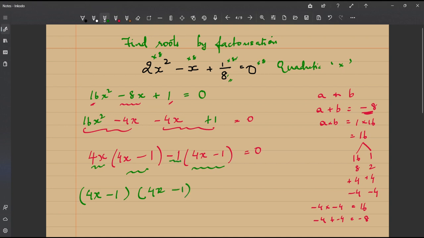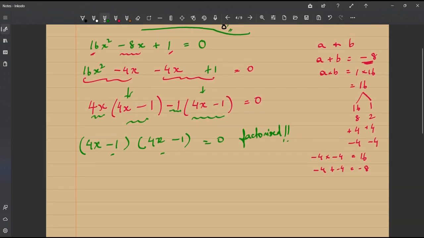So that when you multiply, you get 4x into 4x minus 1 back again, and minus 1 into 4x minus 1 back again. You have not altered the equation given to you at all, but you have succeeded in factorizing the equation. Now we'll have to find the roots. So how do we go about finding the roots?